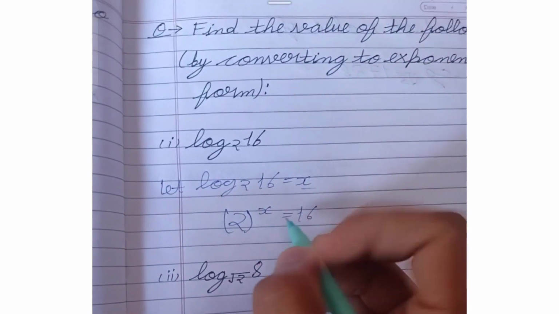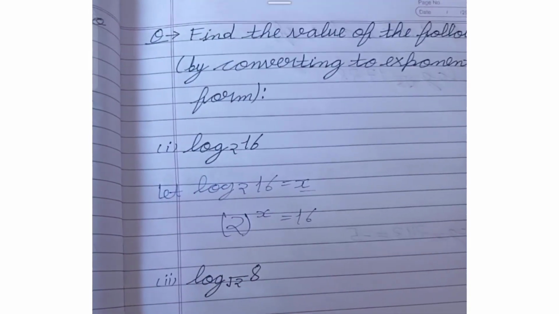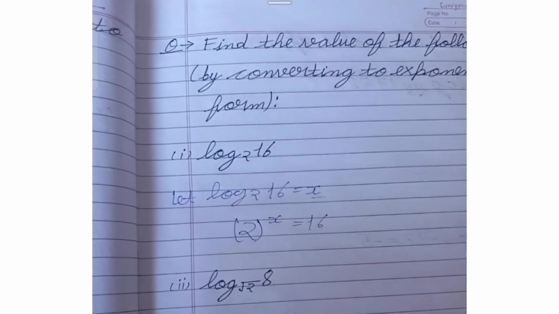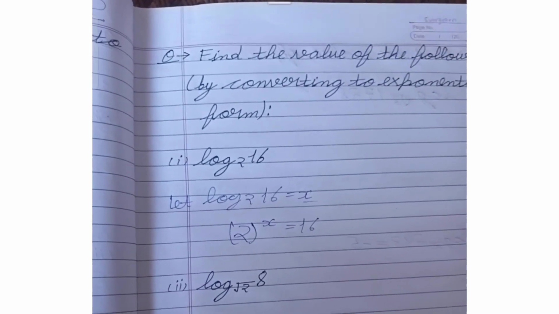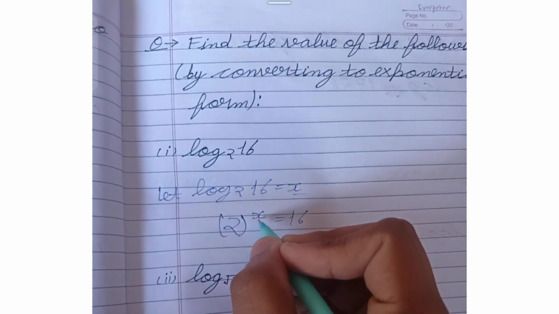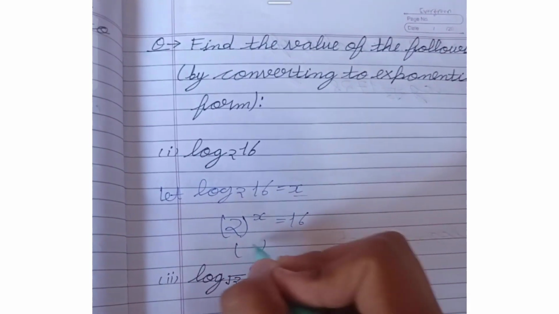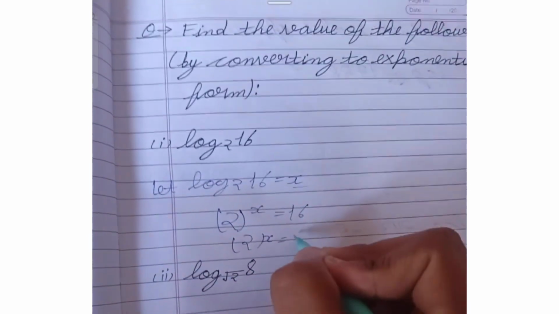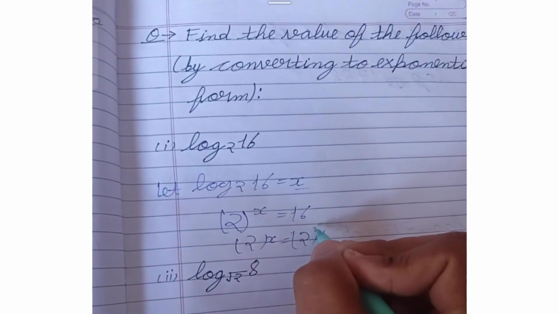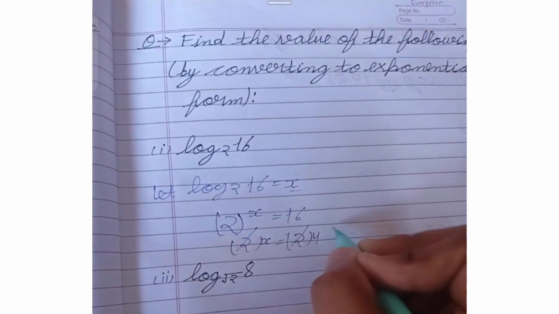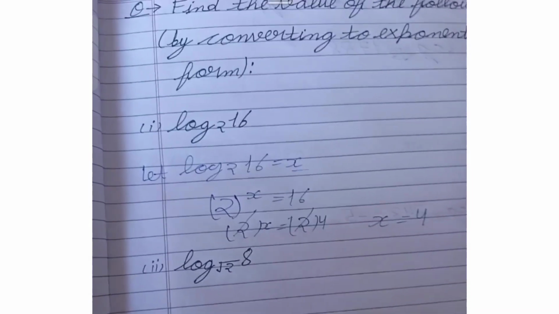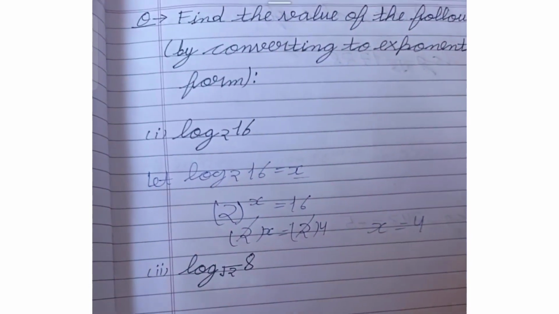Now listen to it very carefully. You have studied the chapter indices, and here in this chapter the rules of indices also follow. Here we write 2 power x, and 16 is 2 power 4. Here the base 2 is cancelled, so x is 4. Like this we have to do this question. The next question is homework for you.